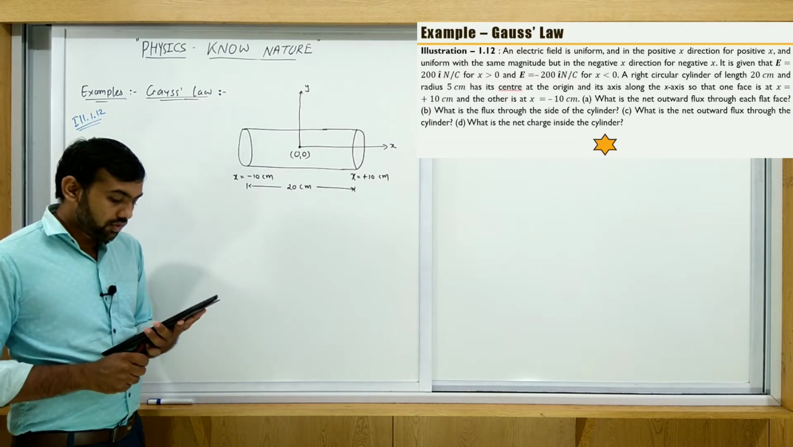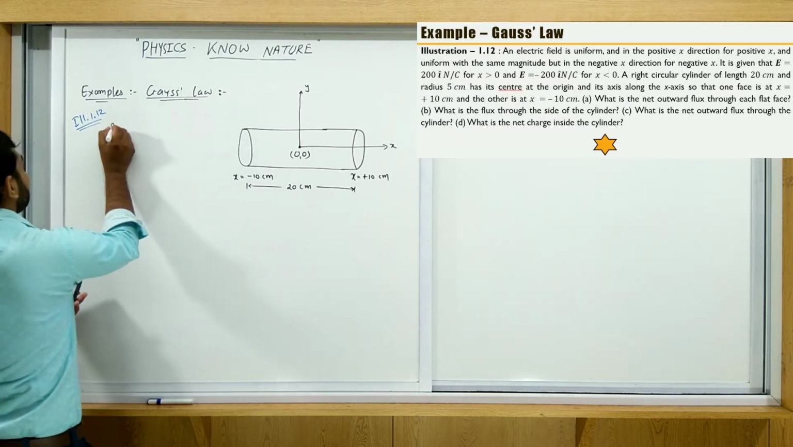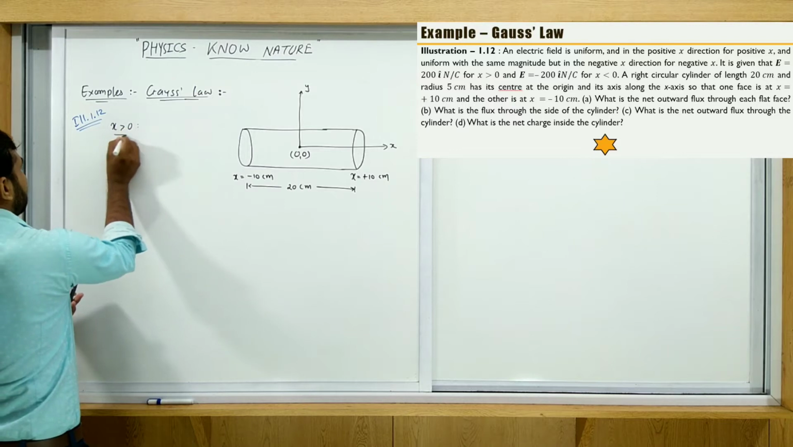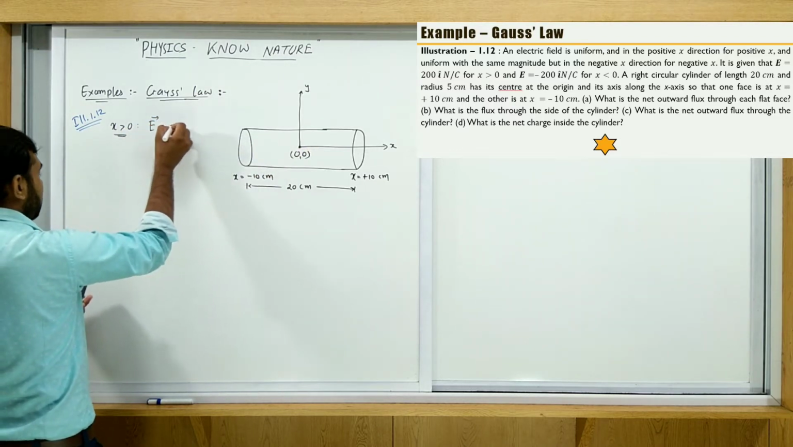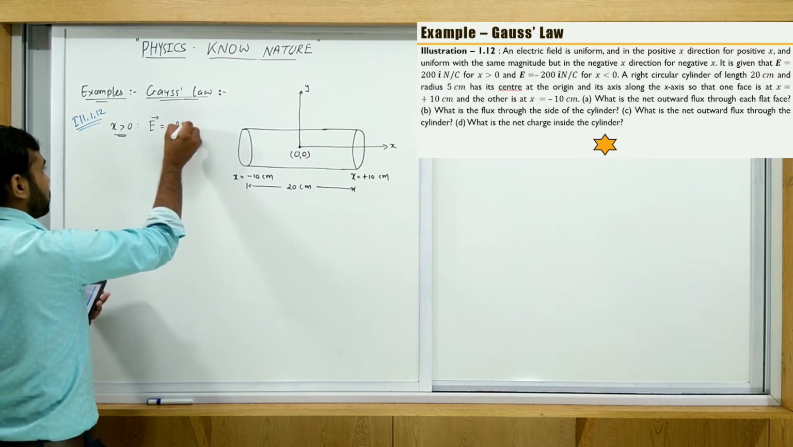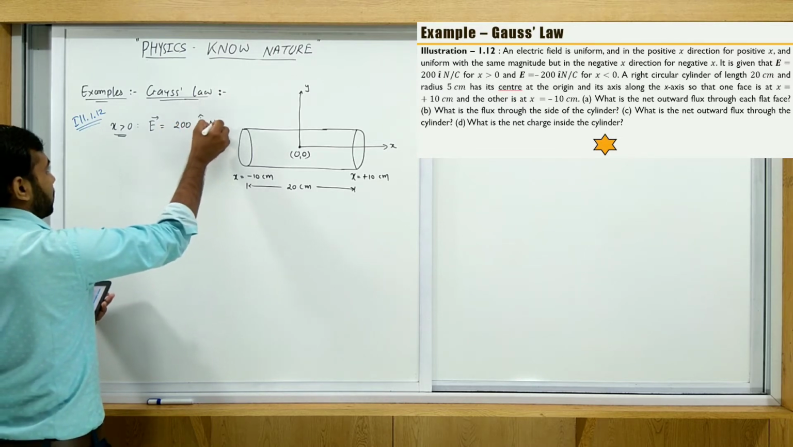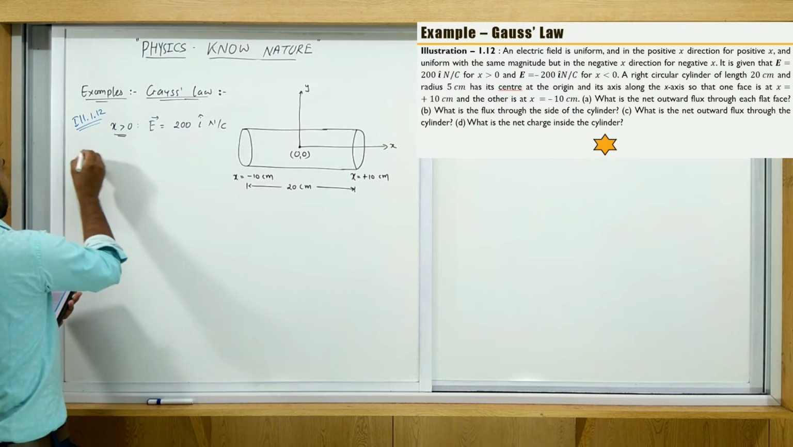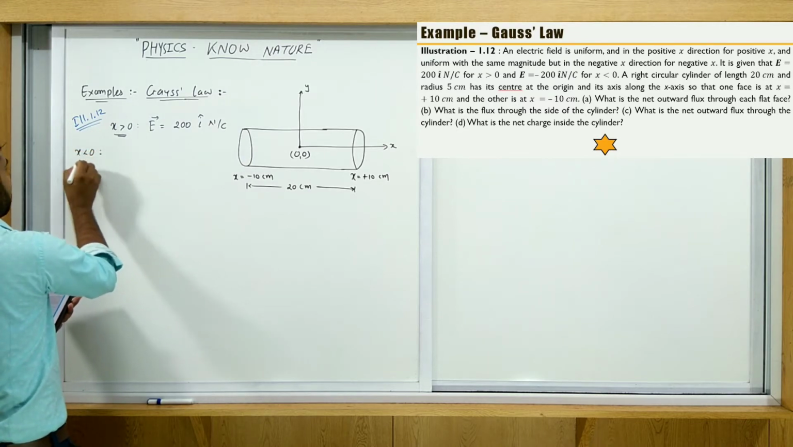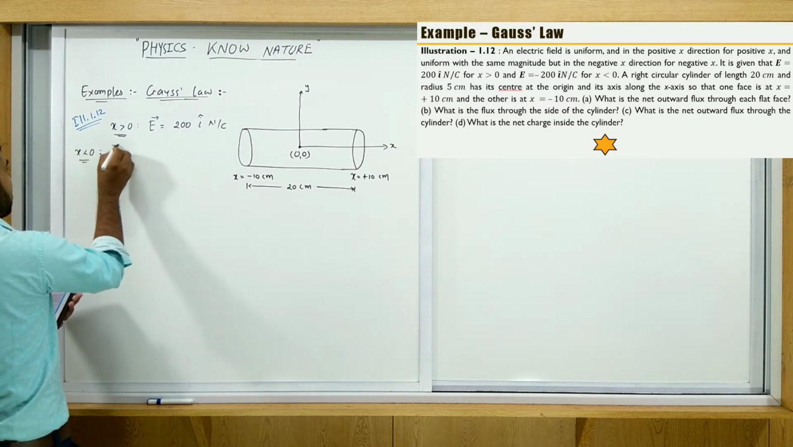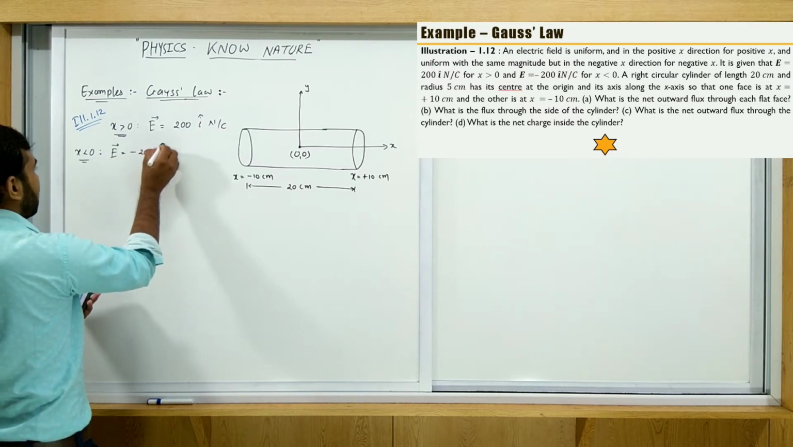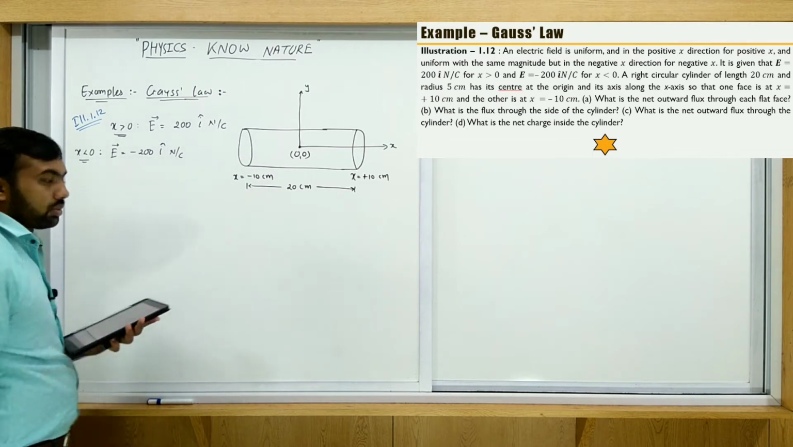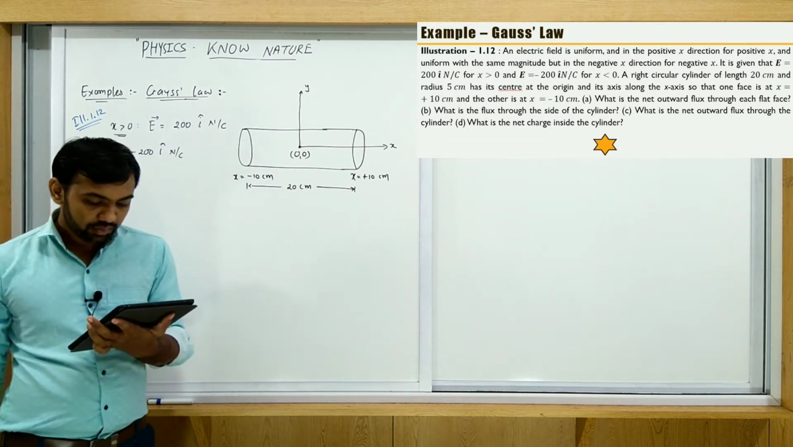So here, if x is greater than 0, meaning positive x, then E is equal to 200 i Newton per Coulomb. And if x is less than 0, meaning negative x, then E is equal to minus 200 i Newton per Coulomb. This type of situation is given to us.